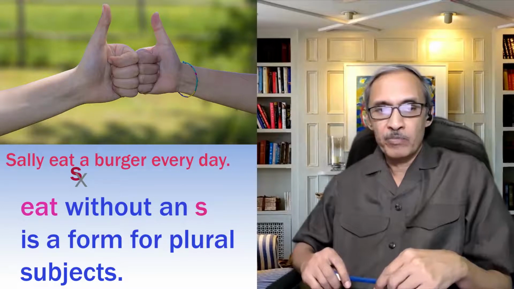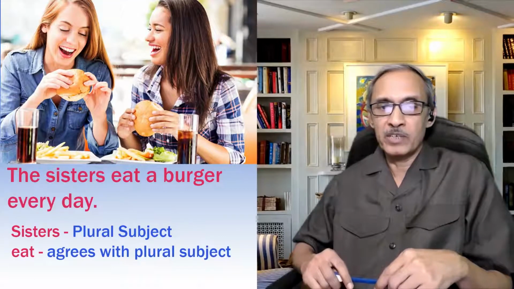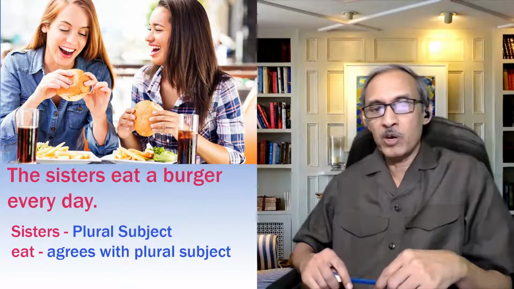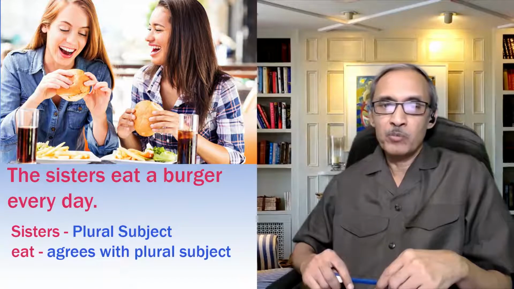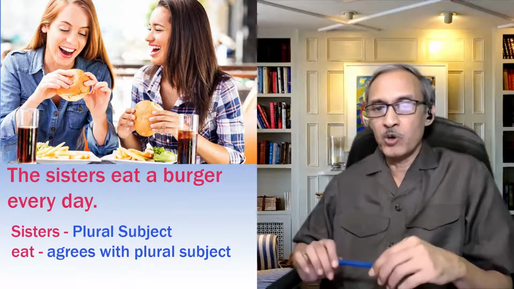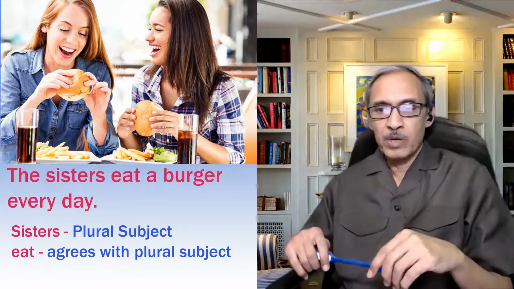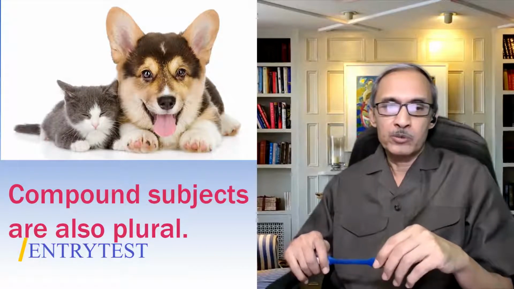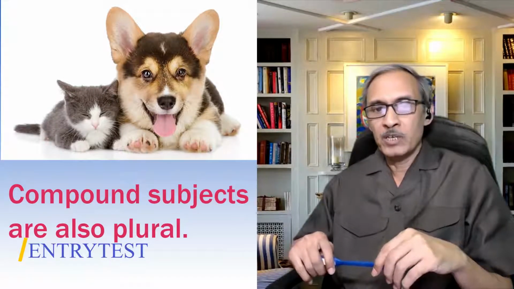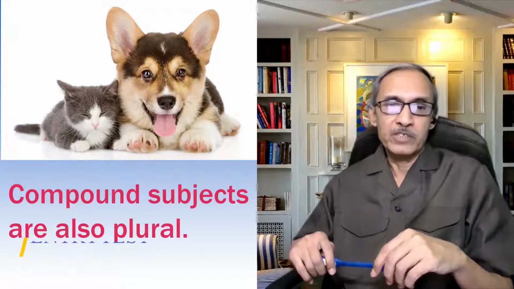For instance, the sisters eat a burger every day. Sisters is now the subject and is in the plural form. So eat is the form that agrees. Compound subjects are also plural. So be sure to use the correct form when there is more than one subject.